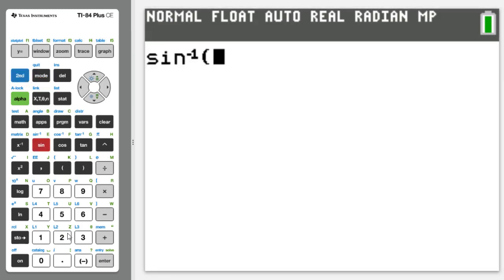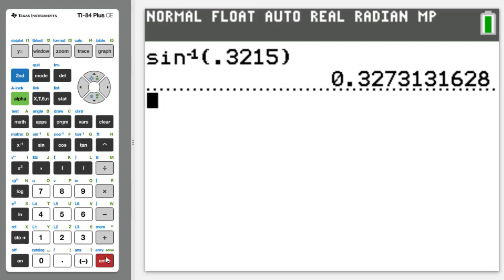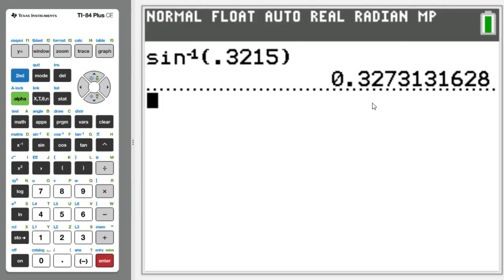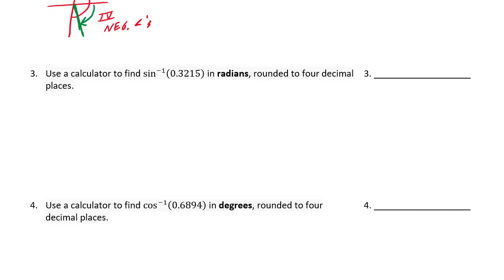the arcsine of that decimal, 0.3125. Close off the parenthesis. I guess it doesn't necessarily matter. I close that off, but I get this ratio now of 0.3273. So back here on the main one, 0.3273.